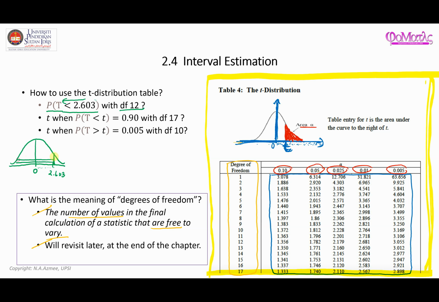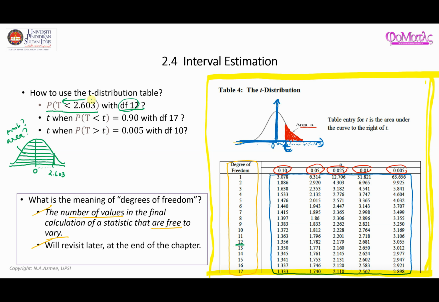So which means this is the area that the question is asking you to find. So what is this area? Or what is this probability? The same thing. So now we can start by first going to degrees of freedom 12. So where is degrees of freedom 12? It is somewhere here. And the next part is we're going to find where is 2.603.